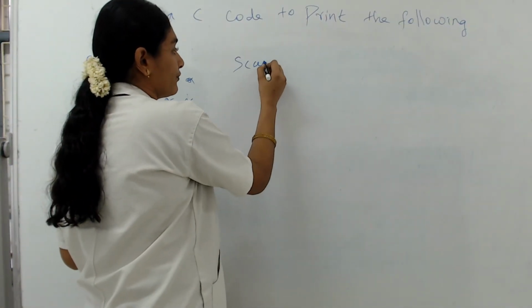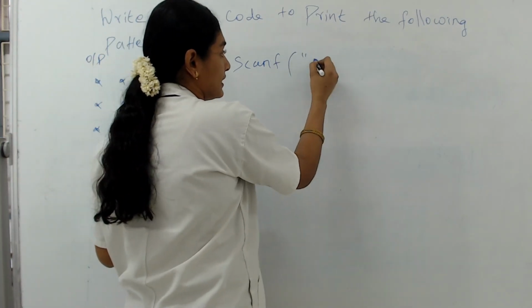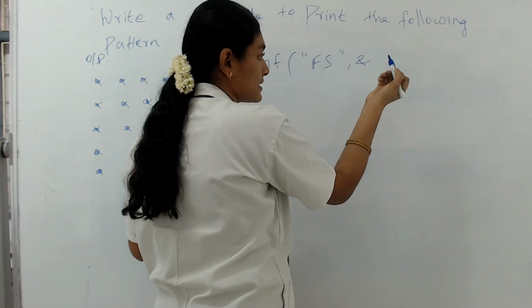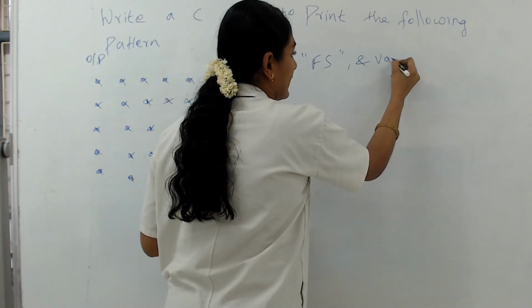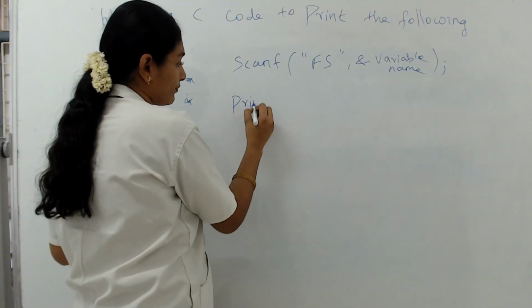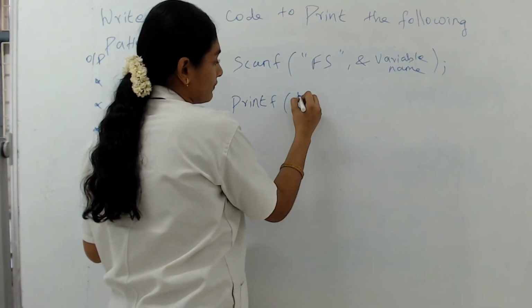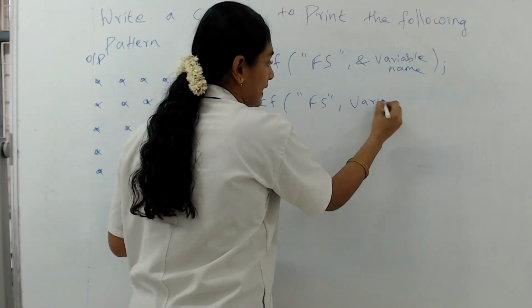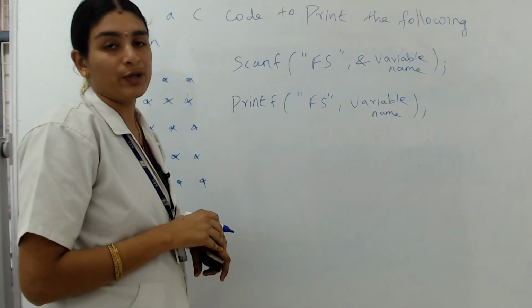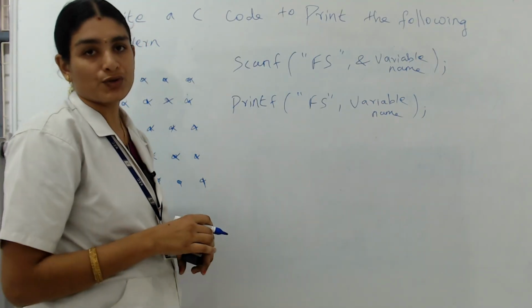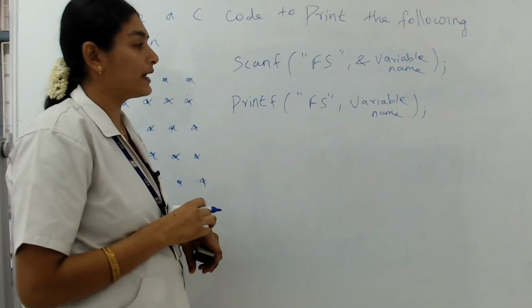Syntax of the scanf function is scanf within double quotes format specifier, comma, ampersand symbol, that is the address-of symbol, followed by variable name. Next one is the syntax of the printf function. Printf within double quotes format specifier, comma, variable name. Scanf is used to read the input from the user, like a scanner. Printf is used to print the output to the console, like a printer.